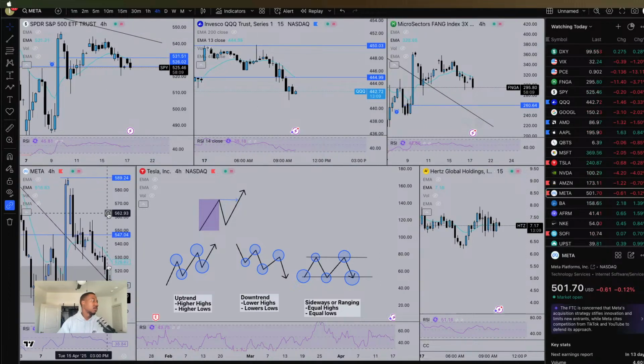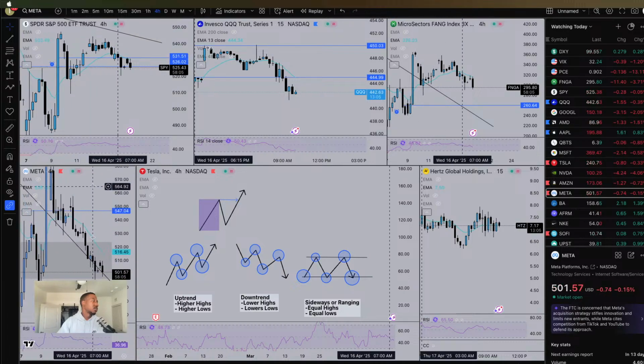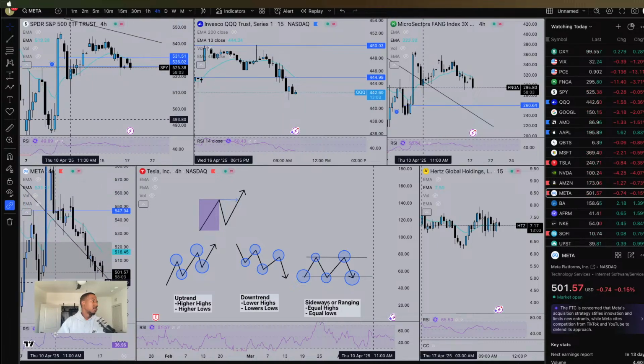Even if we look at Meta, we got a strong break over here, and we've been pretty much retesting. But there's also some higher level stuff that goes on in the charts that you want to see as well. It's a lot more complicated than what I can actually say.